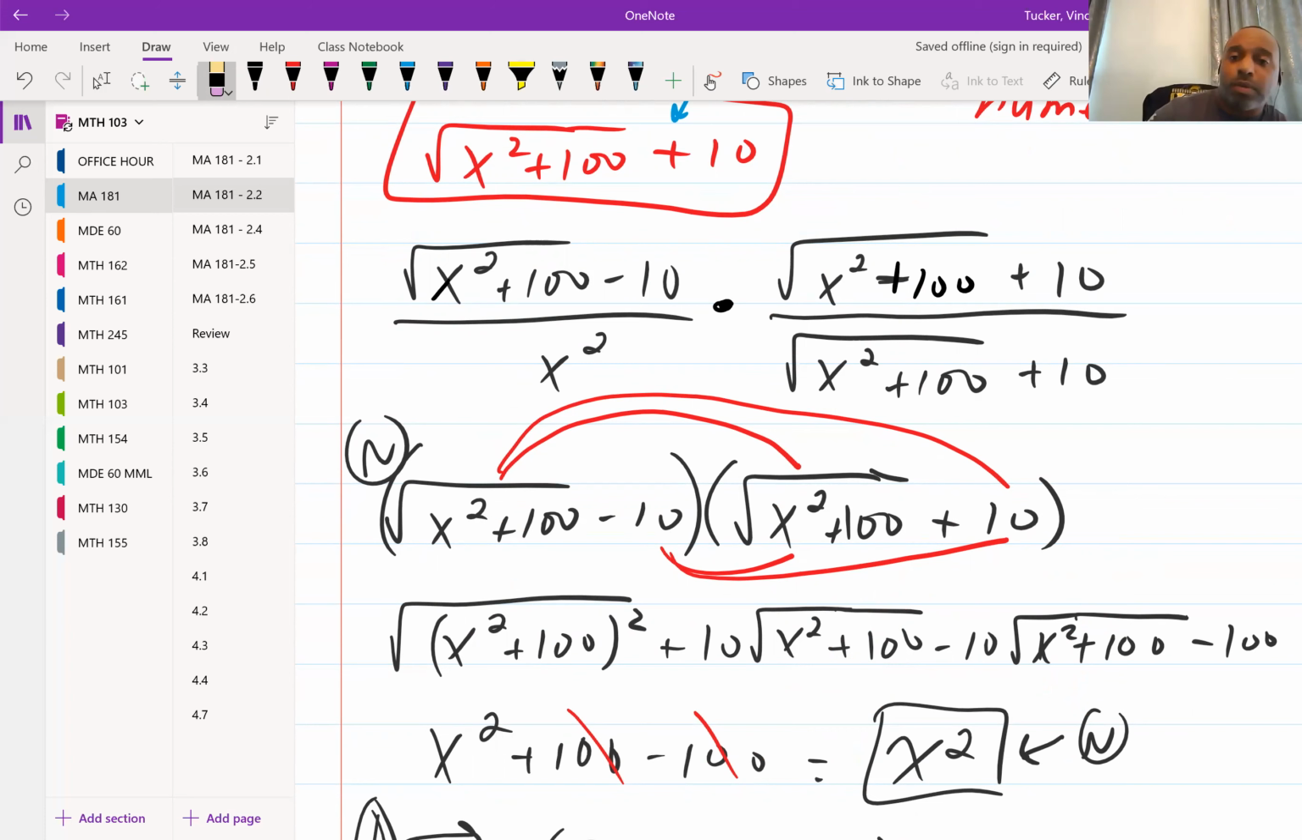Because remember, whenever you multiply something with the radical, in other words, if I multiply the square root of 2 times the square root of 3, that would be square root of 6. So you're just multiplying what's under the radical and leaving the radical. So we multiply these two quantities to each other. So it's just x squared plus 100 squared.